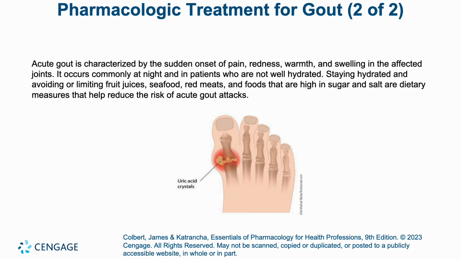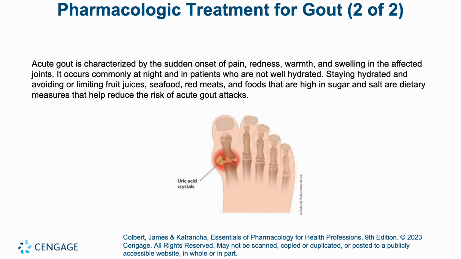Here's a picture of a toe, a great toe, which is one of the main areas that gout flare-ups happen. And it shows this uric acid crystal formation and kind of gathering around that site. Acute gout is characterized by the sudden onset of pain, redness, warmth, and swelling in the affected joint, occurring commonly at night and in patients who are not well hydrated.